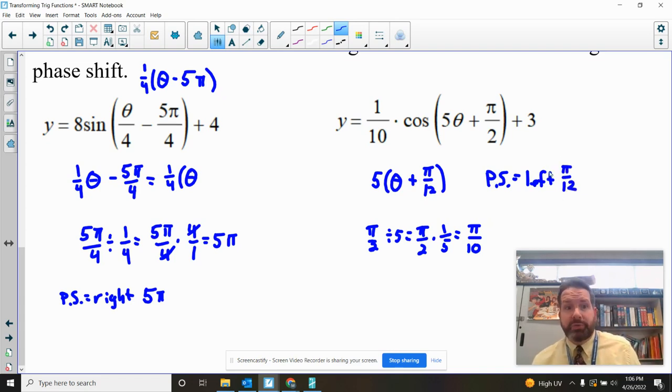I do encourage you to check that with a graph. So if you graph this, you should be able to see that you move to the side just a little bit, moving left by that pi over 12. And the more of these you do, the more confident you're going to be with them.